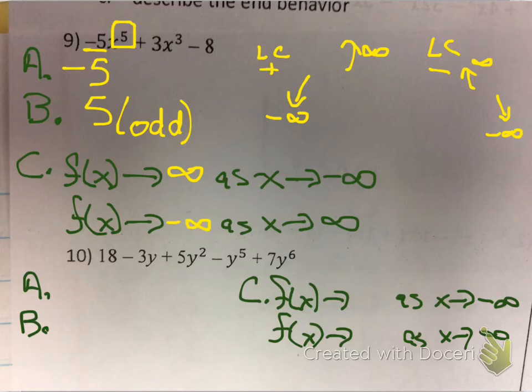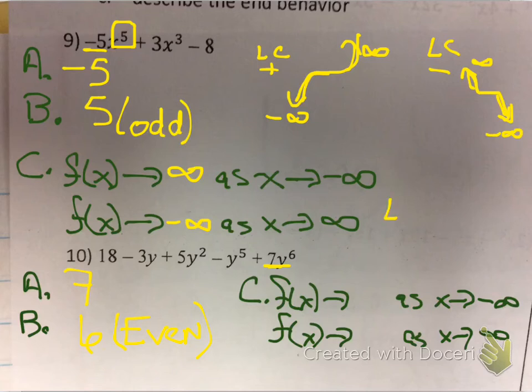Now on number 10, it's not in order, so you have to find the highest exponent and say that's what should have gone first, which would have been 7y to the 6. Okay, so that means my leading coefficient is 7 and my degree is 6. And obviously 6 is even. When they're even, they go in the same direction. The ends of the graph, where the arrows would be, they go in the same direction.